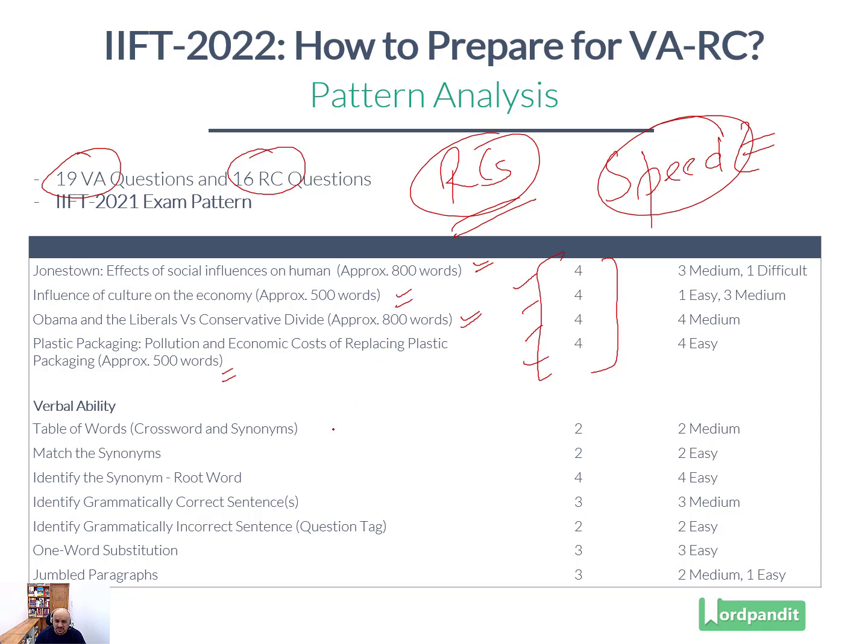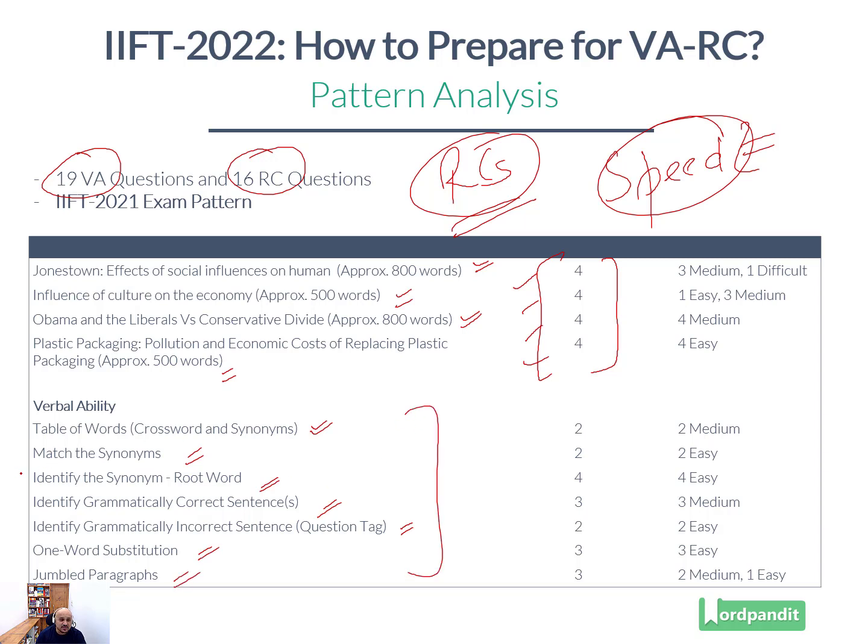Now let's come to the hodgepodge portion of the exam, where we've got a complete mixed bag of all sorts of topics running. You've got a table of words, crossword and synonym based crosswords in the exam, a couple of questions on matching the synonyms, identifying the synonyms based on root words, grammatically correct sentences, incorrect sentences, one word substitution, and jumbled paragraphs.